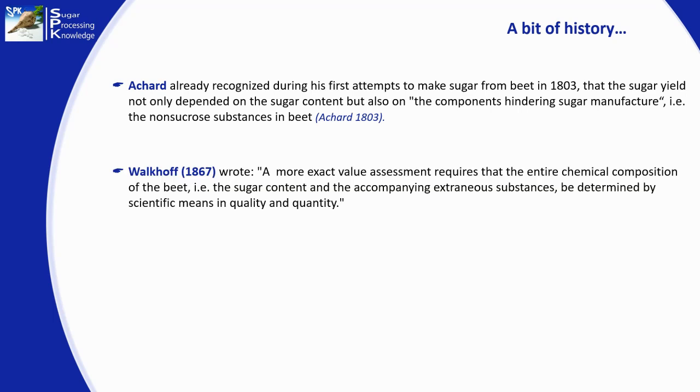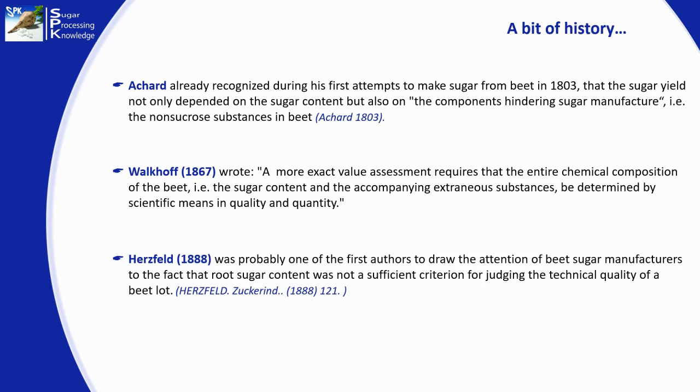Walkhoff, 1867, wrote, "A more exact value assessment requires that the entire chemical composition of the beet, i.e. the sugar content and the accompanying extraneous substances, be determined by scientific means in quality and quantity." Herzfeld, 1888, was probably one of the first authors to draw the attention of beet sugar manufacturers to the fact that root sugar content was not a sufficient criterion for judging the technical quality of a beet lot. But unfortunately, to date and in several countries, the sugar content in beet brei is still the only basis for the purchase price of beet.